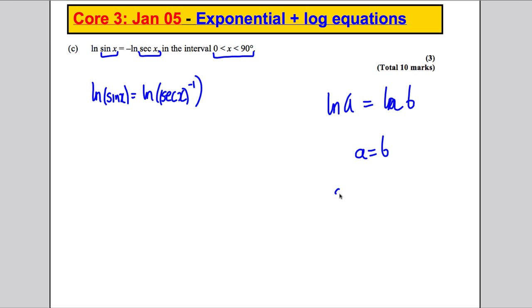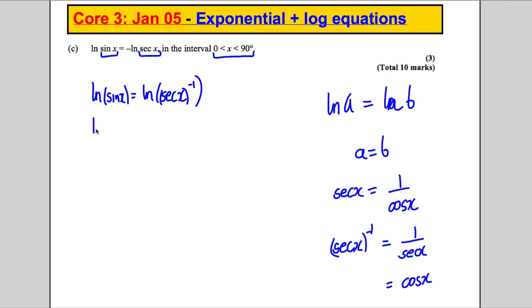Now remember what sec is. Sec x is 1 over cos x. So if I was working out sec x to the minus 1, that's 1 over sec x. Well, it's 1 over 1 over cos x, which flips the cos x. It's just cos x. So therefore, this is the equivalent of ln sin x is equal to ln of cos x, because sec x to the minus 1 is actually cos x. And therefore, what we're solving, ln of something equals ln of something else. Therefore, the expressions inside the logarithm must be the same.